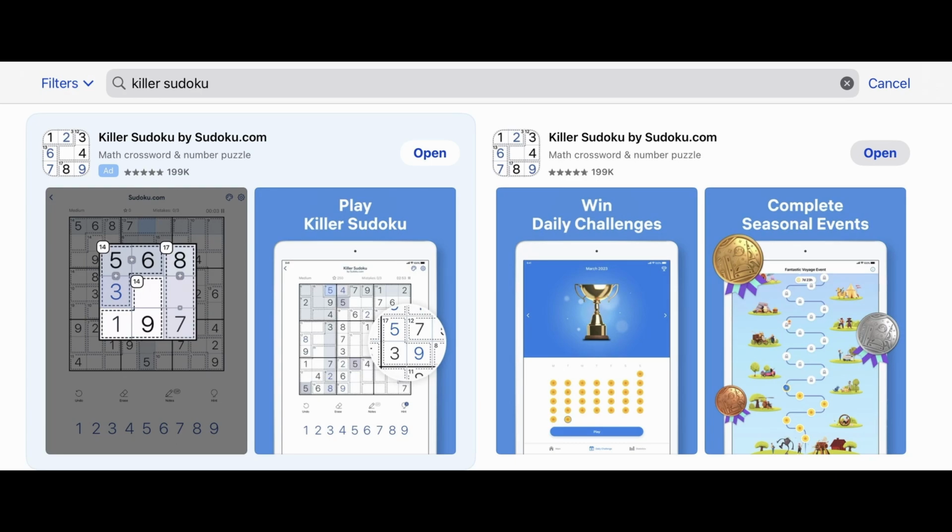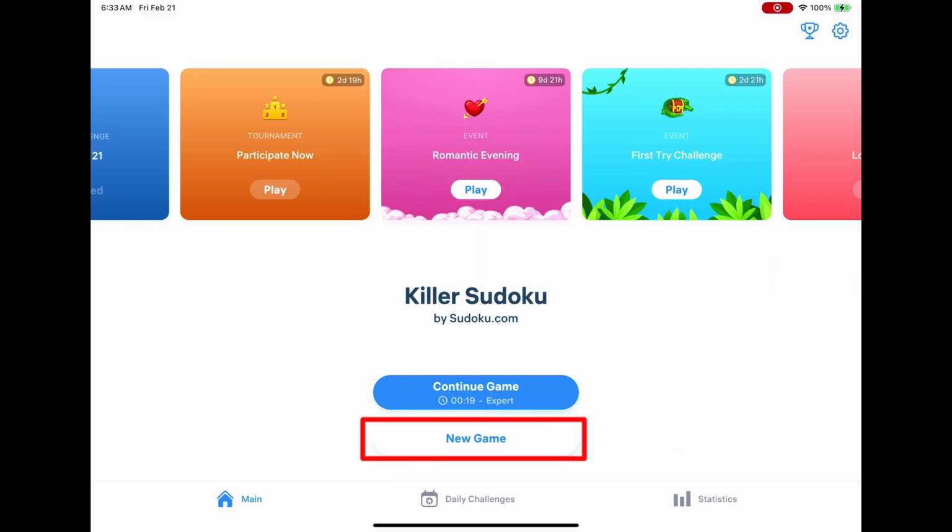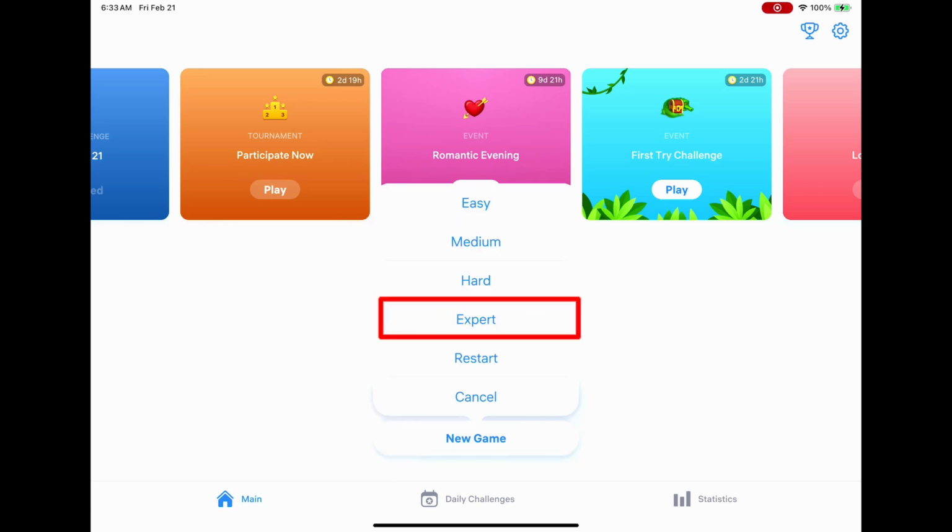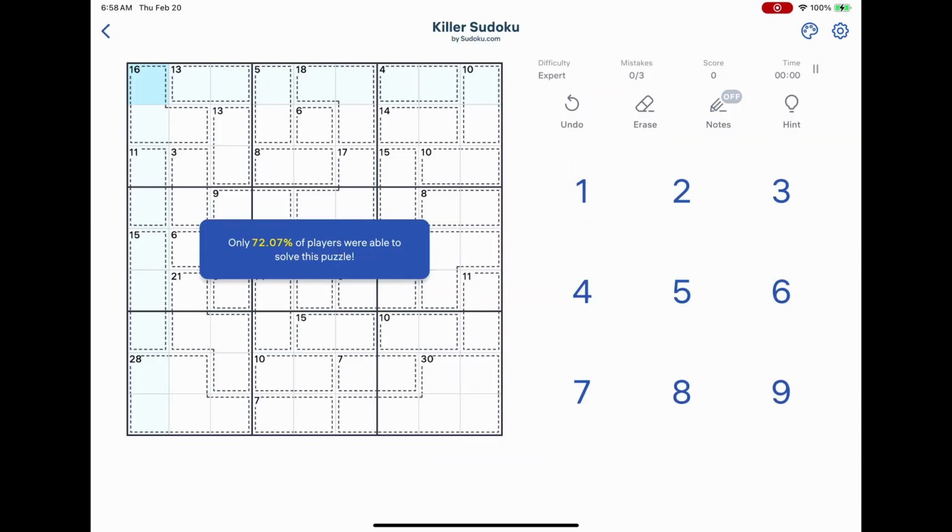This is the Killer Sudoku app that we'll be using. We strongly recommend that you play it on an iPad. Alright, let's get started. From the main screen, select New Game. Select Expert. Here's the puzzle.